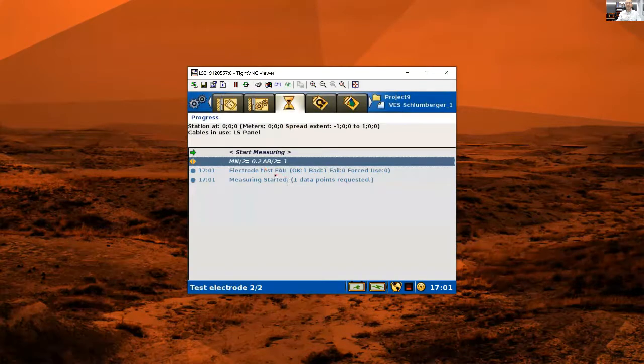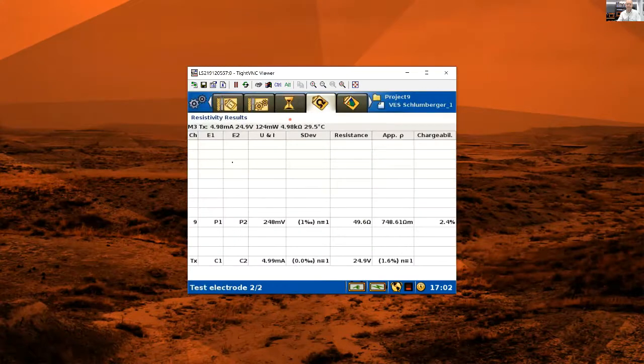And what we see is that the electrode test has failed. So that tells me that one of my electrodes isn't connected. And I will guarantee that someone has tripped over the wire that is outside. So let's have a look. Let's see what the results page says.